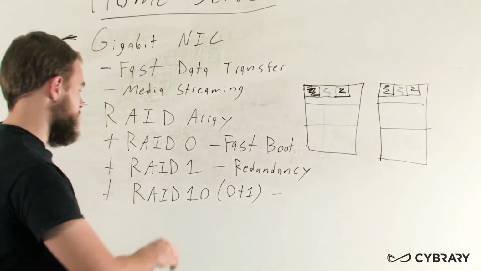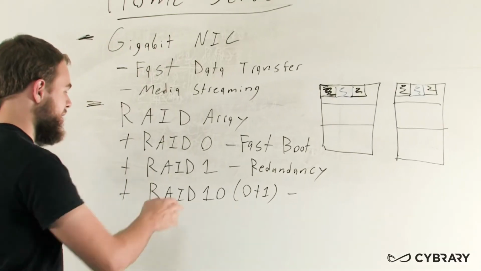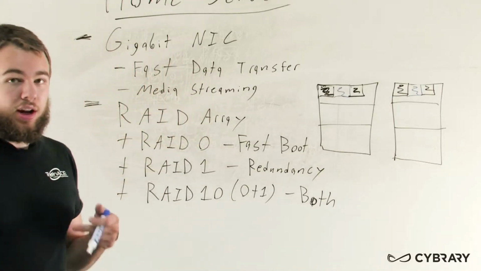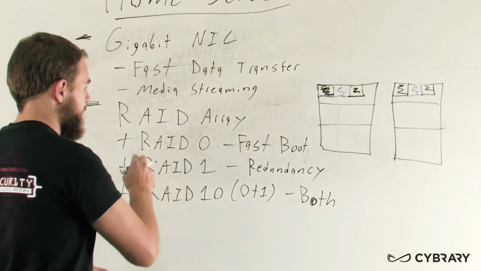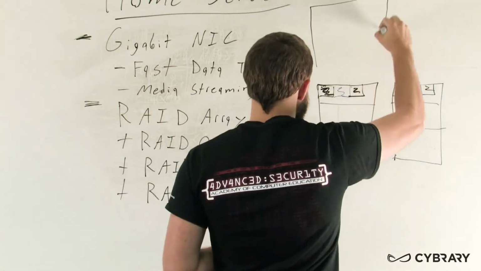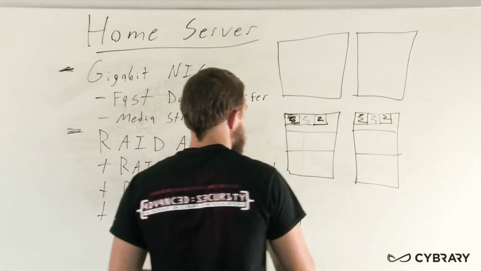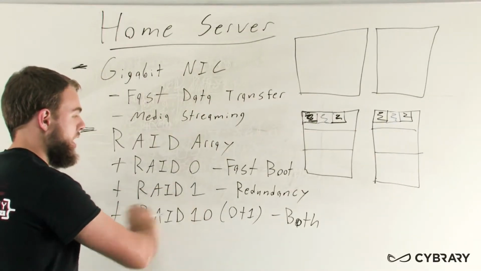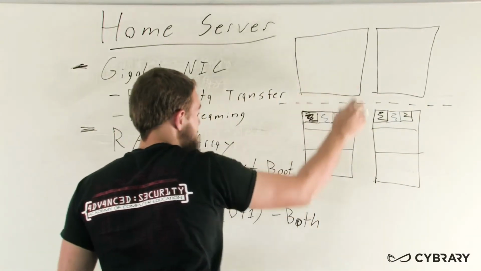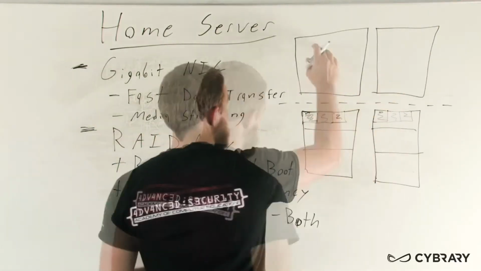Now, we talked about how RAID 10 is RAID 0 plus 1. So as you can guess, RAID 10 is going to give us both fast boot, and it's also going to give us that redundancy. So RAID 10 actually requires 4 disks, or 4 hard drives. And what RAID 10 does is it does that striping that RAID 0 does for us, and it also gives us that mirroring that RAID 1 gives us. So the drives work in pairs, pair 1 and pair 2.